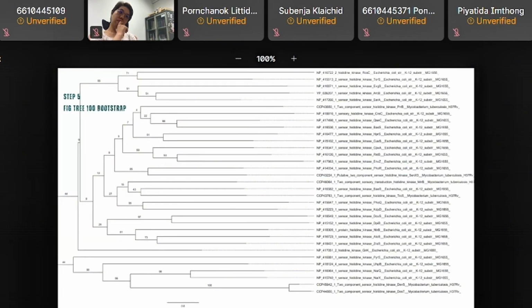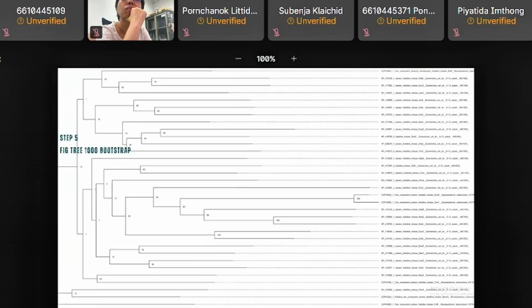This is step 5. This is the result put into FigTree. This is the 100 bootstrap, which shows the correlations between E. coli and Mycobacterium. We later changed to 1,000 bootstrap, but it consumed more time. The 100 bootstrap took around 2 hours, and the 1,000 bootstrap of histidine alone took around 11 hours.